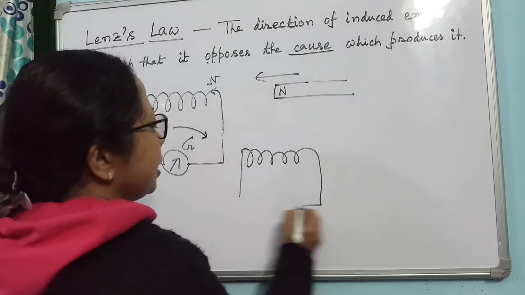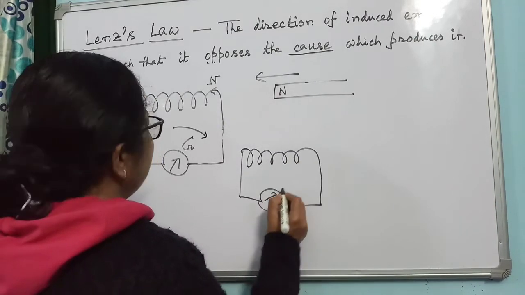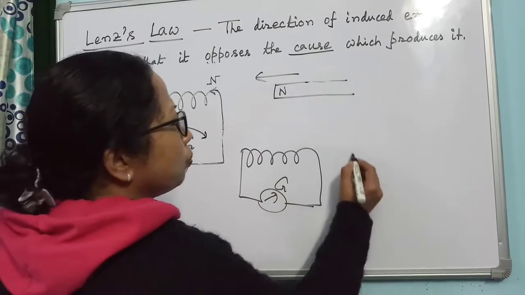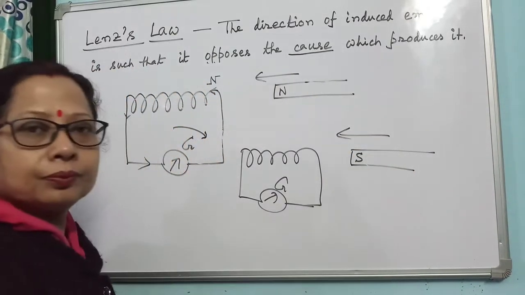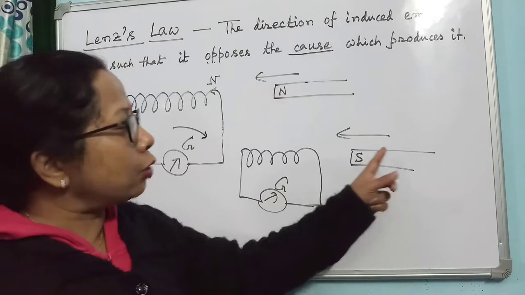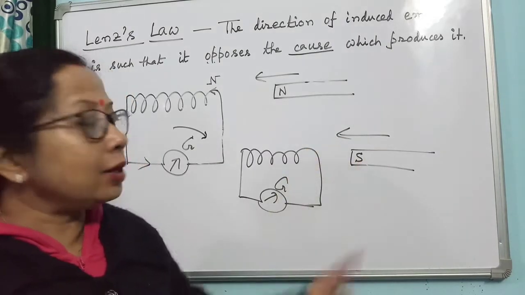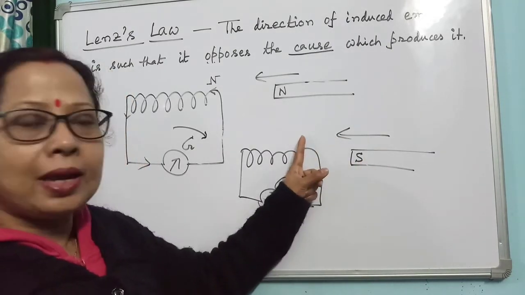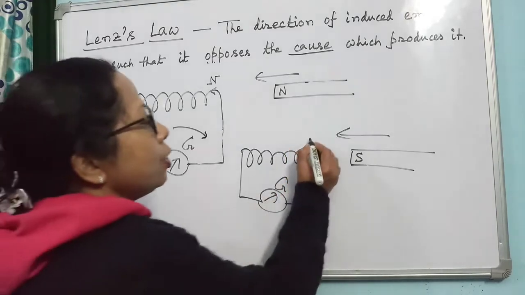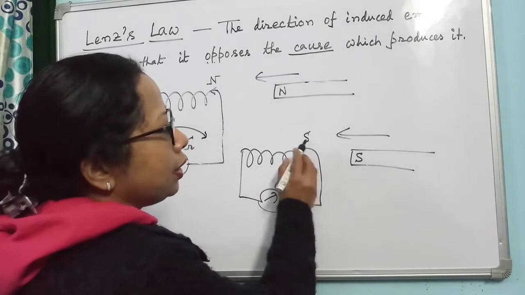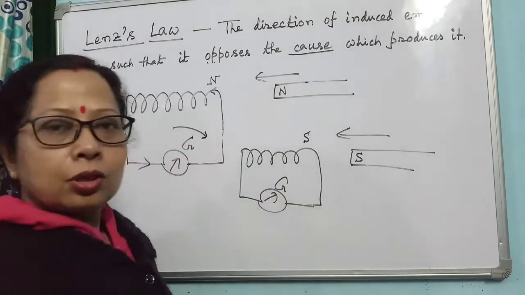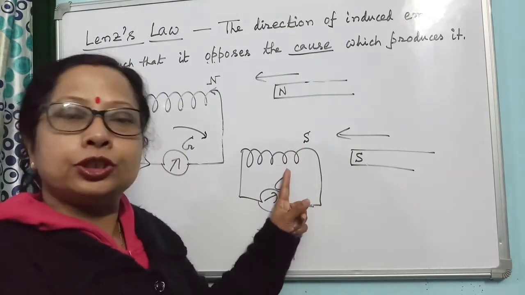Suppose here, instead of bringing a north pole, you are bringing one south pole towards it. Then what will happen? Which pole should be created here? Here one south pole should be created, because then only it will repel and oppose the cause. What is the cause? South pole approaching.